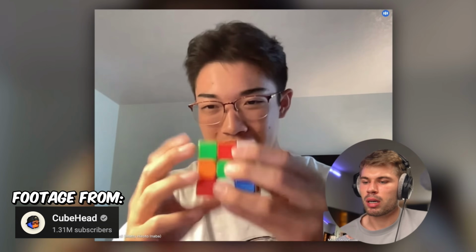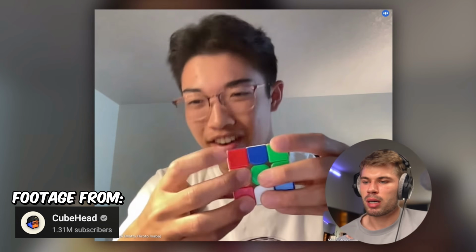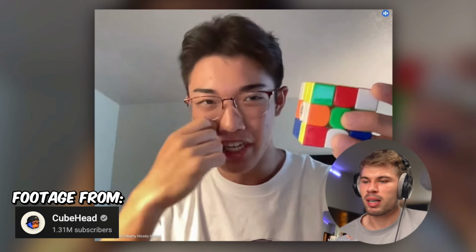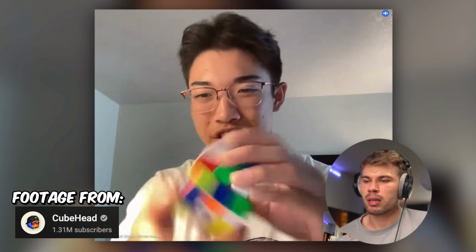And this is something that Matty, Hiroto, and Inaba has talked about. He talked about it in the CubeHead video on how to develop faster turning. You want to have loose wrists and a very loose cube. If you think about it, when your hands are super tight, you can turn one face really hard, but then you can't transition to the next one easily. Rather, if you're loose, it just flows, you know?